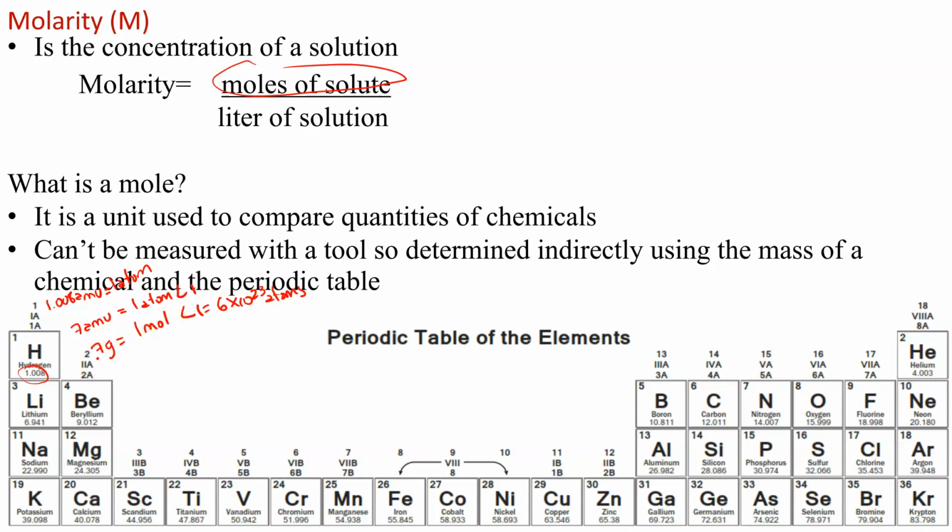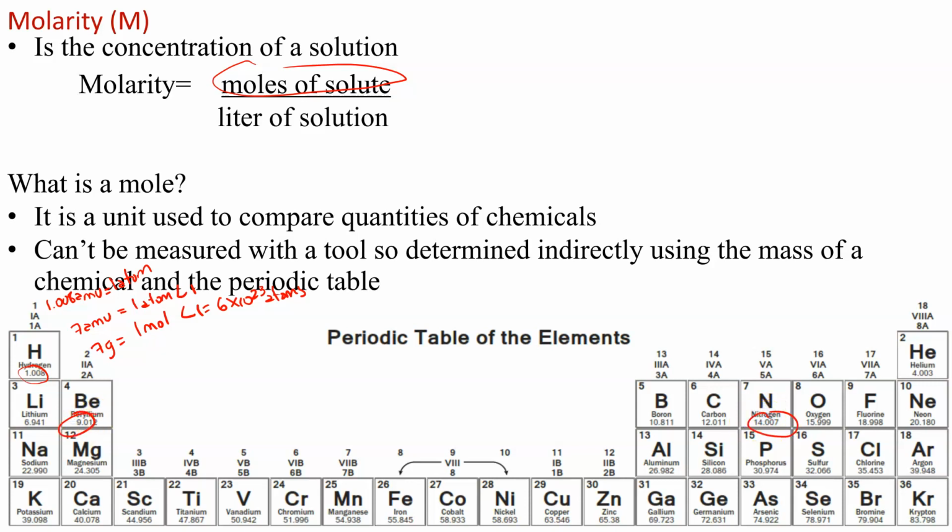All you need to understand is this. All these masses here are equal to 1 mole. How many grams are in 1 mole of beryllium? 9. How many grams are in 1 mole of nitrogen? 14. Just look at the bottom number. That's all you've got to do. All these are equal to 1 mole.